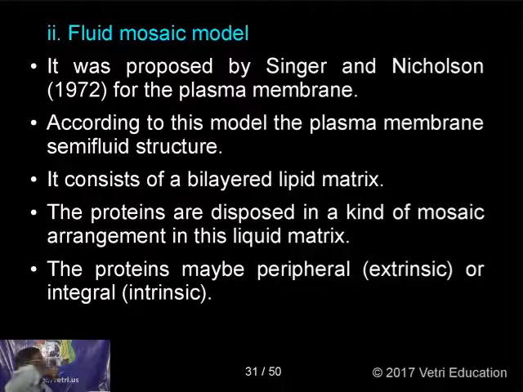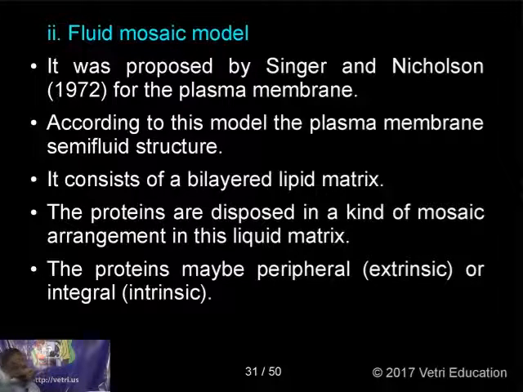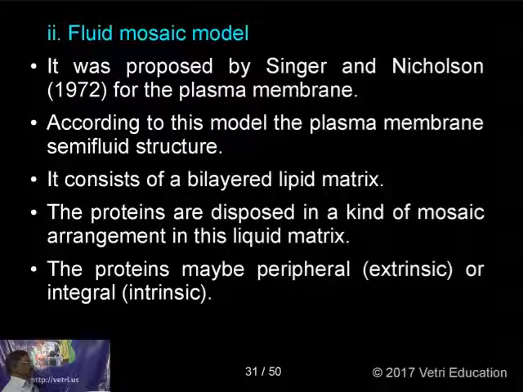The next model is the fluid mosaic model. This is more appropriate and all agree with this model. It was proposed by Singer and Nicolson in 1972. According to this model, the plasma membrane is semi-fluid in structure. It consists of a bilayered lipid matrix. The proteins are disposed in a kind of mosaic arrangement in the liquid matrix.